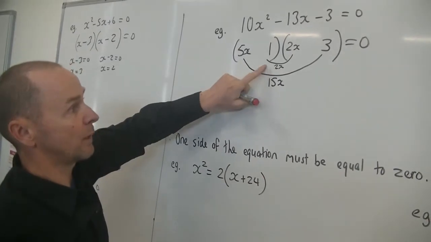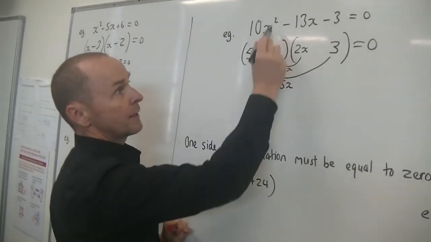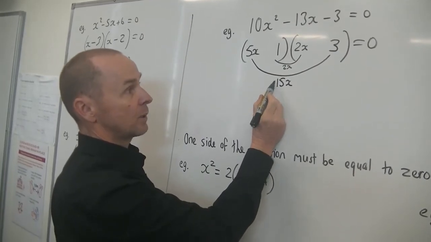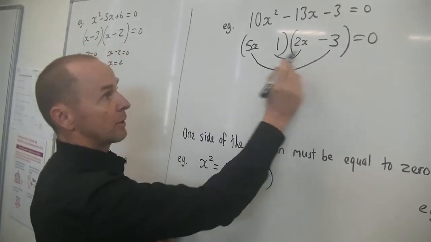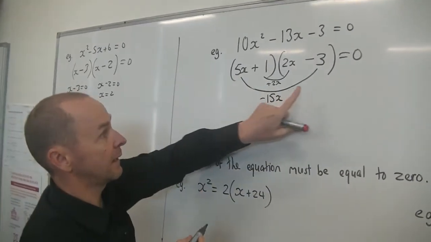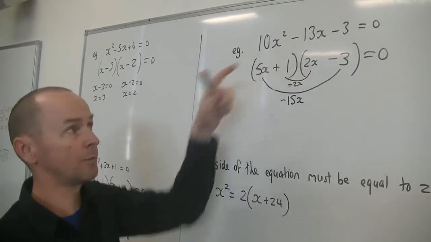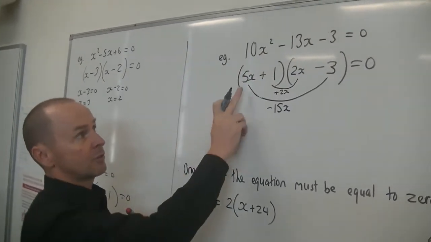So the difference between those is 13x, so which one do I want to be negative? The whole thing has to be negative 13x, so I want this one to be negative. So I put the negative there and the positive there, so that gives me negative 15x when I expand it, plus 2x, which gives a negative 13x. Hopefully you remember that from previous exercises.